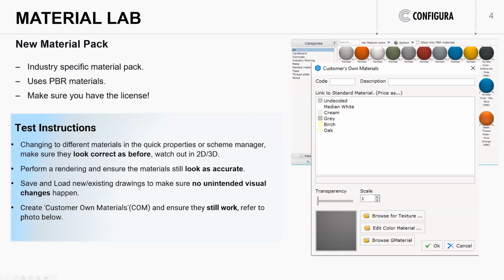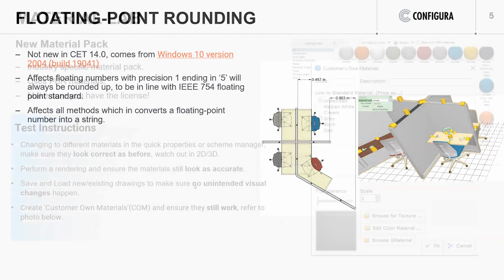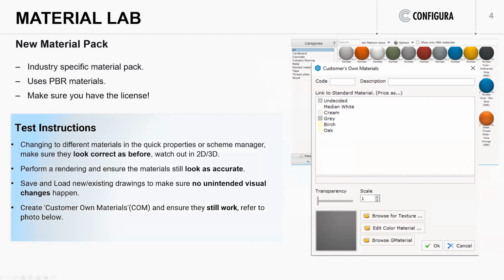Save and load new and existing drawings, just to make sure there are no unintended visual changes. So basically what you're making sure is you've set your snapper to this material and make sure it stays like that and does not change to anything else as you save and load your drawing. You can also create your customer-owned materials if your manufacturer extension uses customer-owned materials, COM. You can try that out just to ensure that they still work. COM looks something like this. Customer-owned materials.